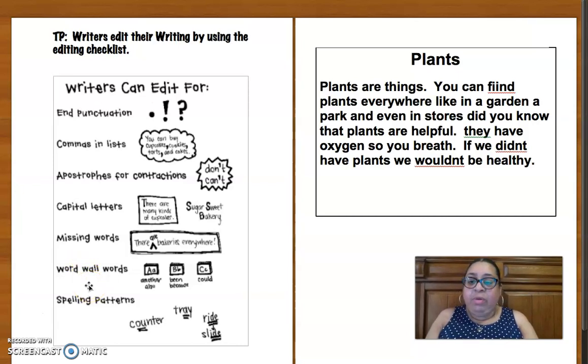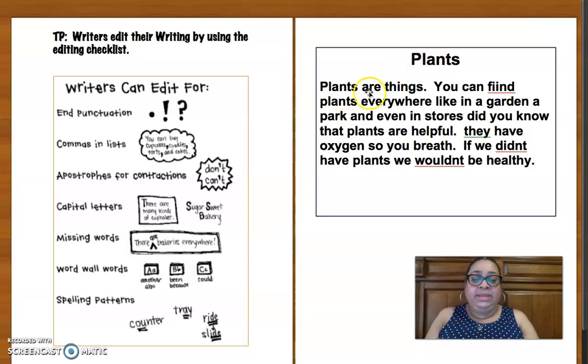We edit for our word wall words. That means that we're editing for spelling. If they're sight words, they should be spelled correctly. And if they're not sight words, we can use what we know from phonics and spelling patterns to help us with our writing. So here we go. We're going to be editing. I'm going to be looking at my piece that I started, and I'm going to use this editing checklist to help me edit my work.